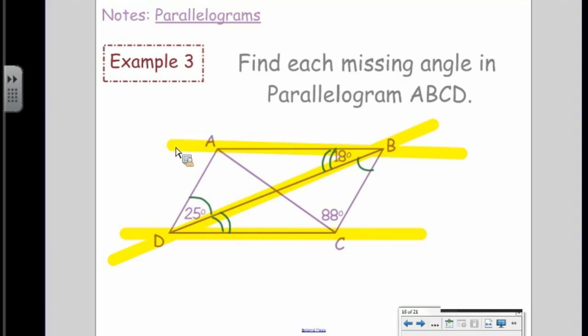Alternate interior angles are congruent. They're not supplementary. So we can literally just take that 18 and we can put it here, 18. We can take the 25, we can put it here, 25. We can take the 88 and we can put it here, 88. Now where do we go?